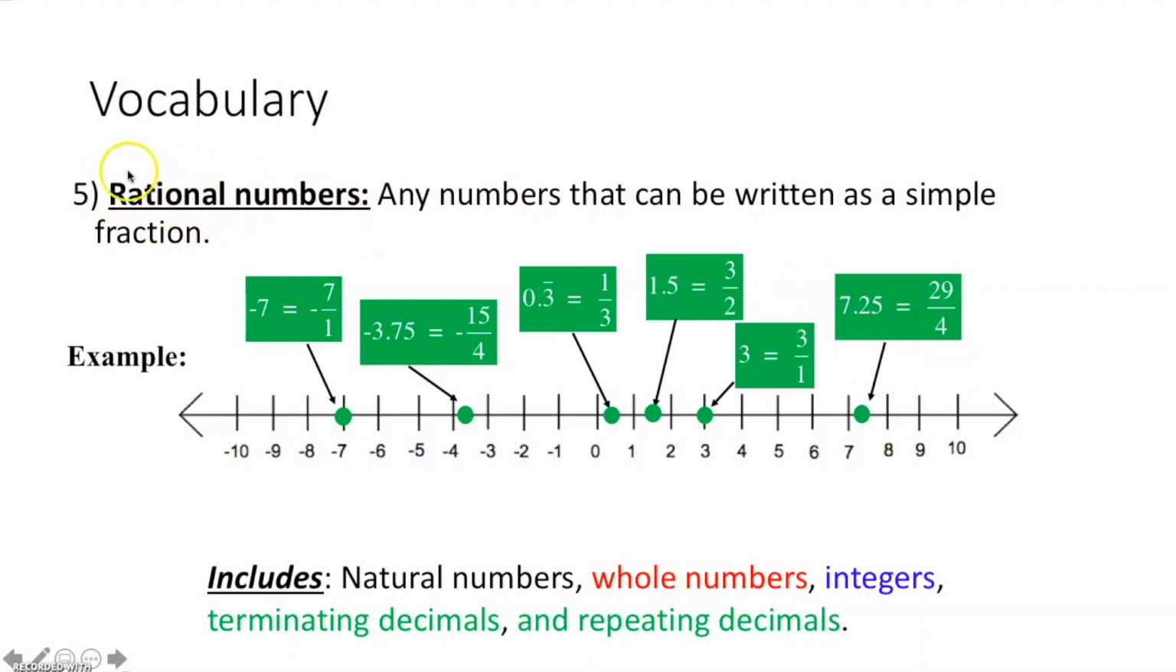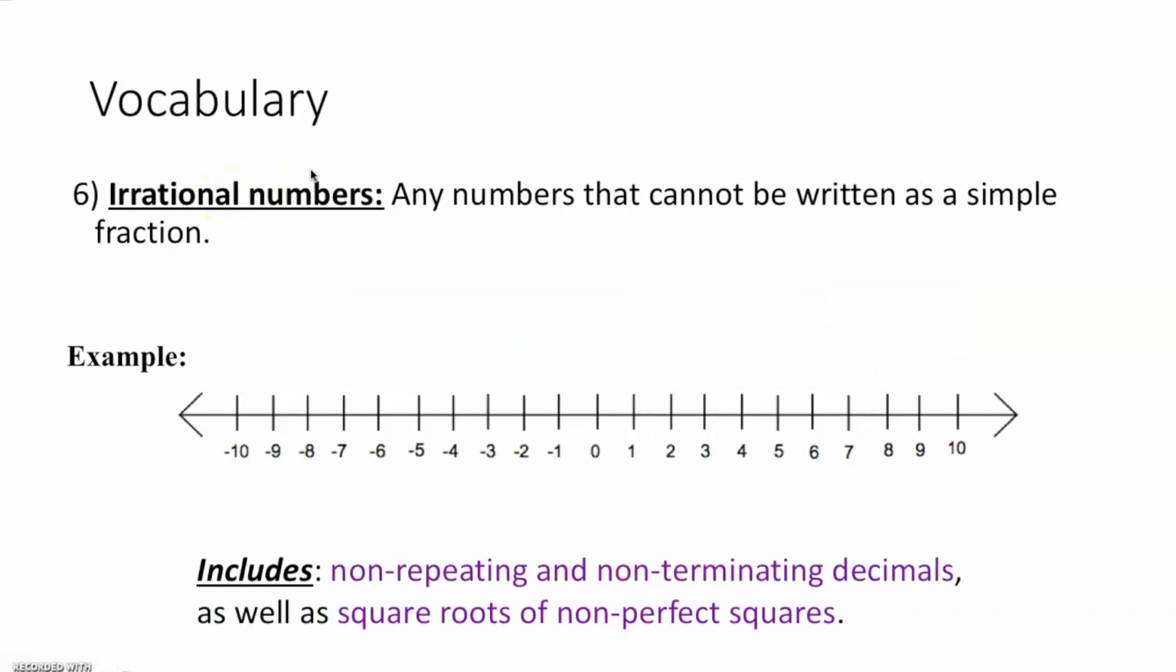Again, rational number, you see ratio, that is a comparison of two values or a fraction sometimes, so just think about that. Ratio means fraction, which means these numbers can be written as fractions. Now, irrational numbers are any numbers that cannot be written as a simple fraction. So these are going to include non-repeating and non-terminating decimals. So think about that for a second.